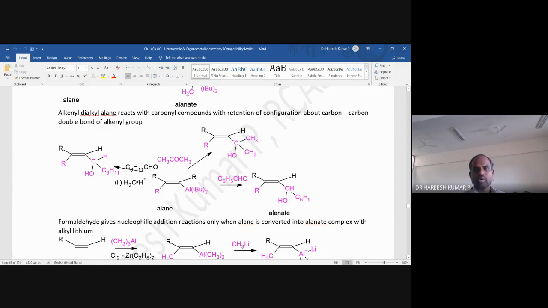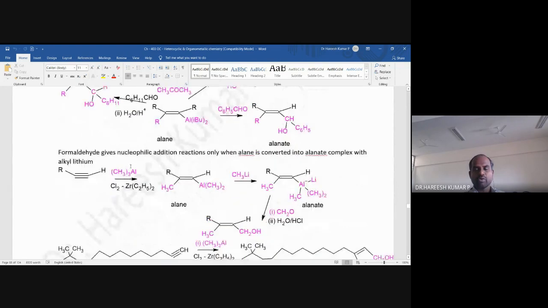So overall, what you need to remember is that an alkynyl dialkyl alane, when it is treated with methyl lithium, will form an alanate. That alanate reacts with a carbon electrophile. What are the carbon electrophiles? Aldehyde is a carbon electrophile, acetone is a carbon electrophile. The species having C plus are called carbon electrophiles. With this, I will go to the next slide.